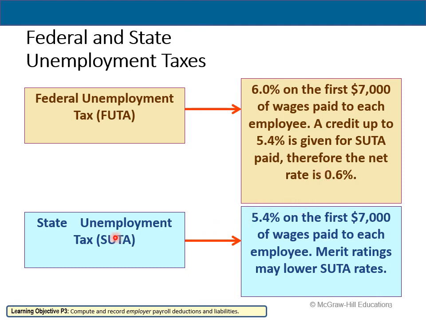State unemployment is 5.4% on the first $7,000 of each employee's salary. Okay, we'll look at the accounting for this.